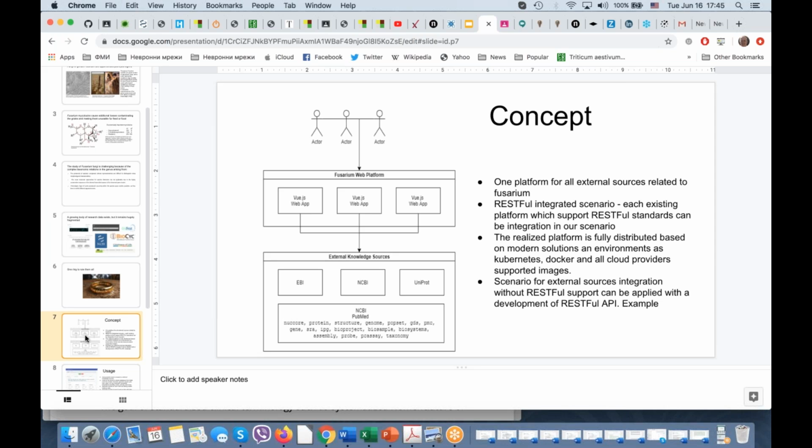So we developed a platform which is fully distributed and based on modern solutions and environments such as Kubernetes, Docker, and all cloud providers' supported images. And after that, we look at the lower level, how to use the external knowledge sources mentioned in the few slides above. These are sources mostly for the molecular side of the Fusarium and the wheat and their interactions and relations.